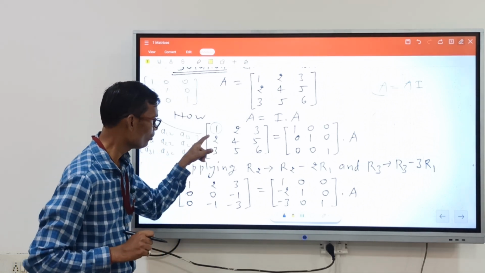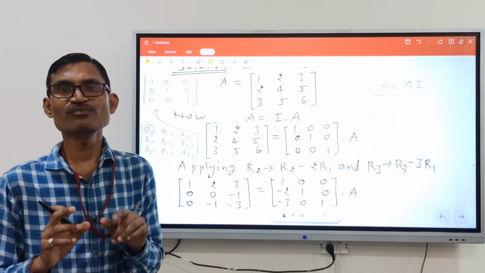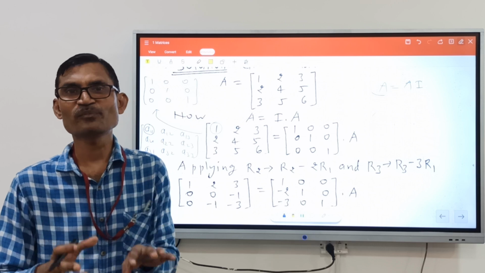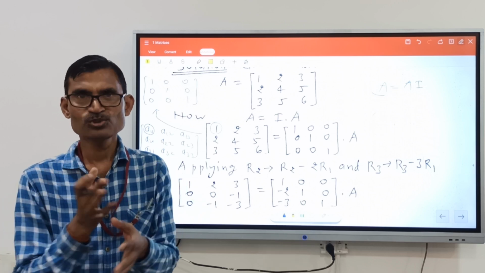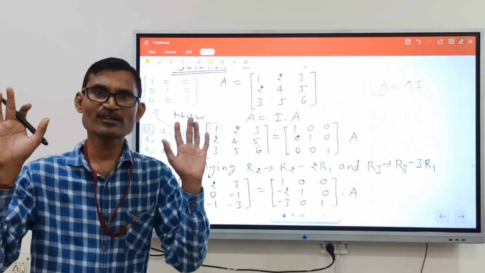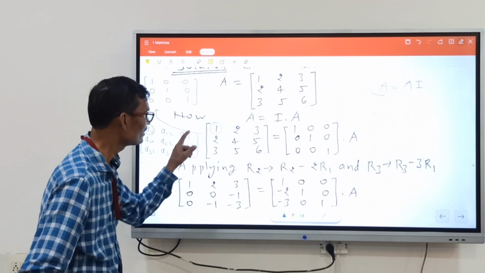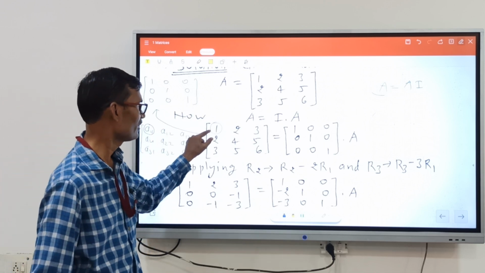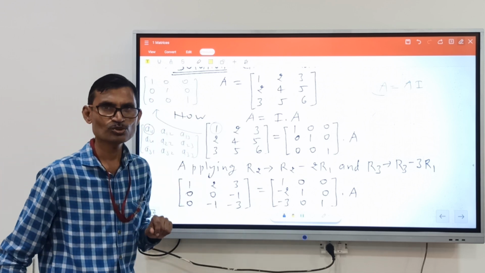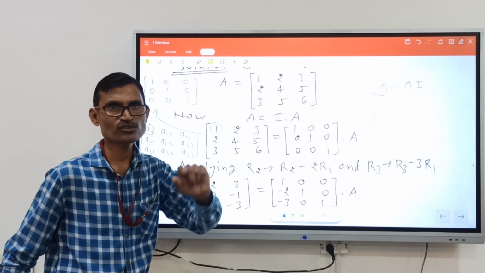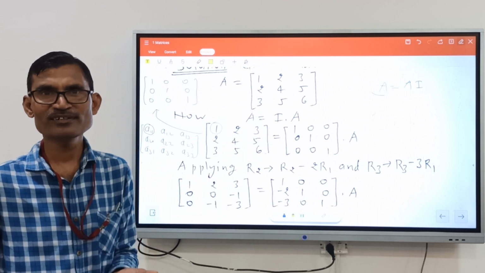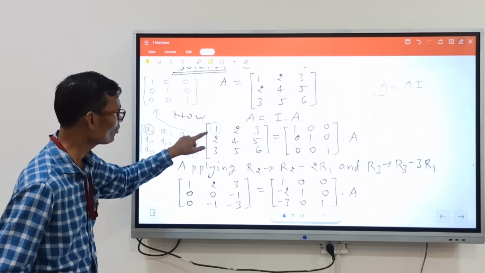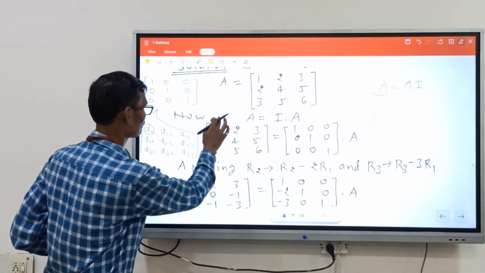But suppose nowhere is 1, so what will we do? We will think how we can make it 1 by adding, subtracting, dividing. If nothing comes to your mind, just simply divide the whole row by the same number. Suppose this is 2, so what will we do? Just divide the first row by 2, and it will become 1. Here in this example it is already 1. So now we have made it 1, suppose.